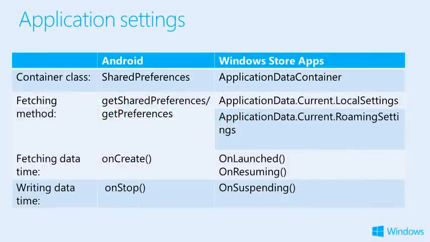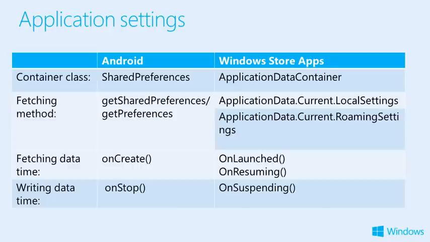Now let's have a look at how to store application settings. In Android, the SharedPreferences class is used to access settings data. In Windows Store apps, the replacement is ApplicationDataContainer. To get the container object, you can call getSharedPreferences or getPreferences in Android. In Windows Store apps, you can get it through the LocalSettings property. The application settings can also roam to other devices. In this case, you can use the RoamingSettings property.